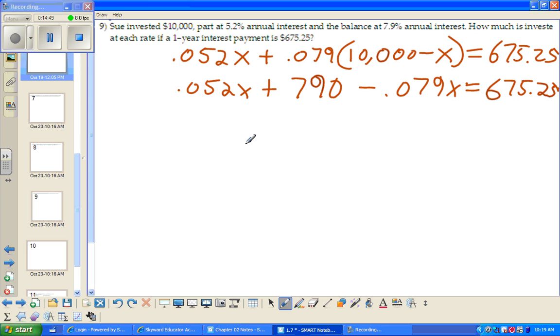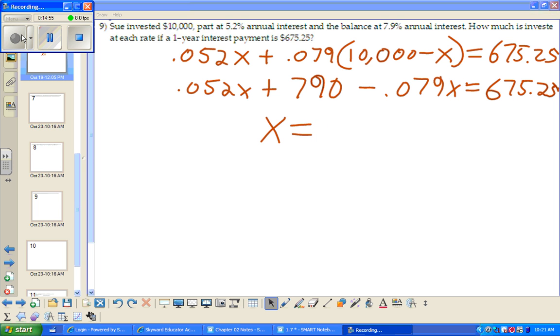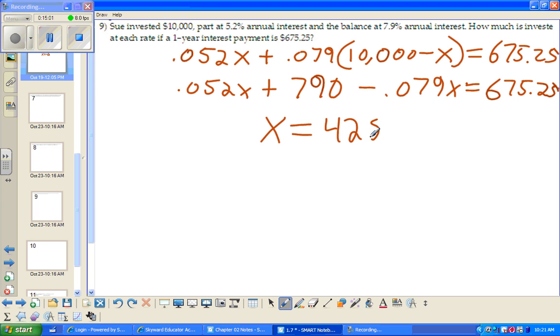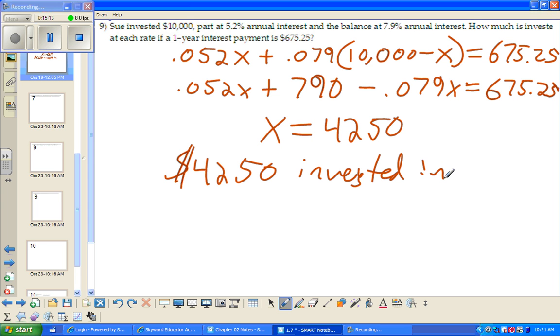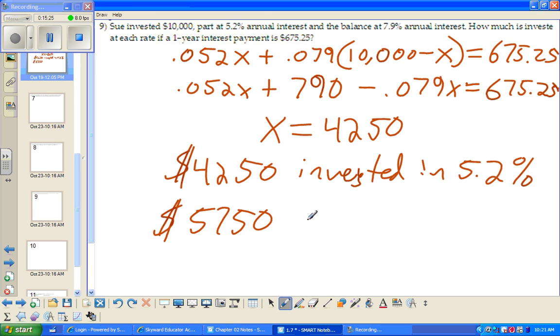And then get the x's to one side, the numbers to the rest. You get x equals 4,250. What does that mean? That $4,250 were invested in the 5.2% account, and that leaves 5,750 invested in the 7.9% account.